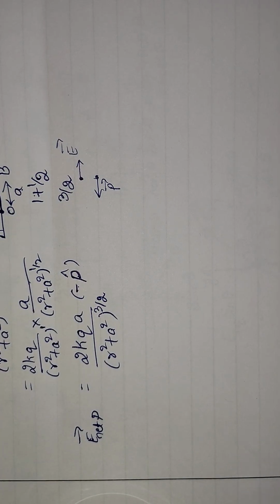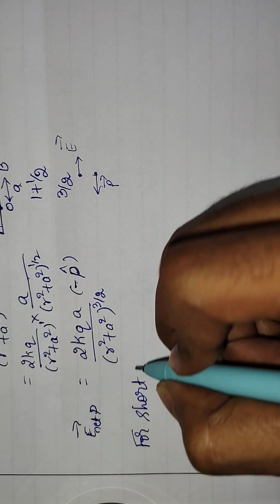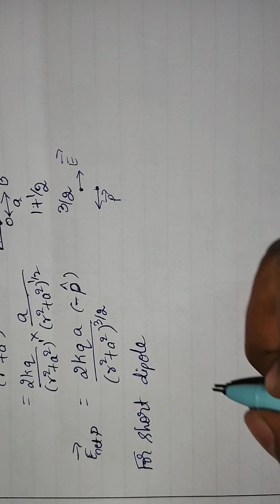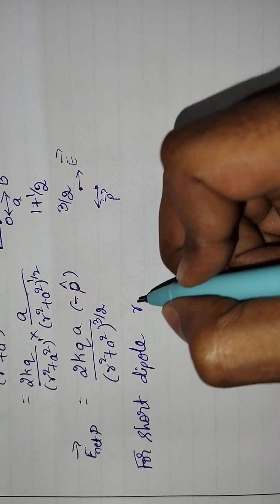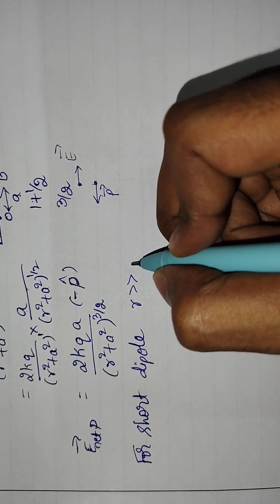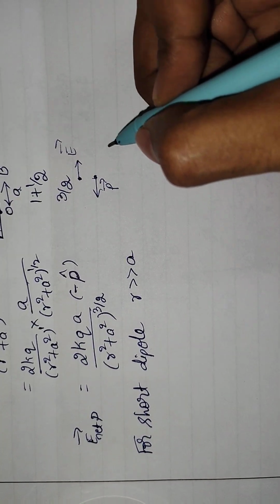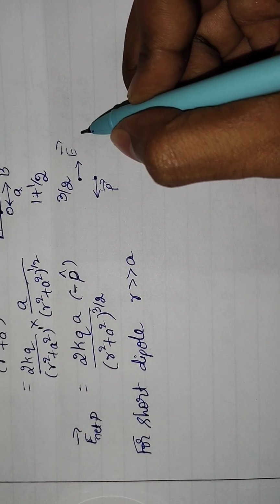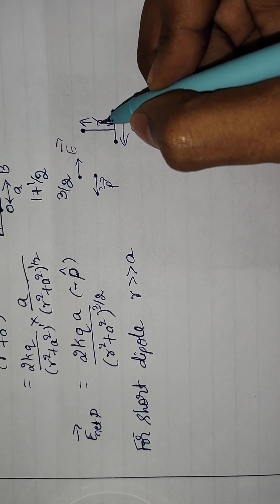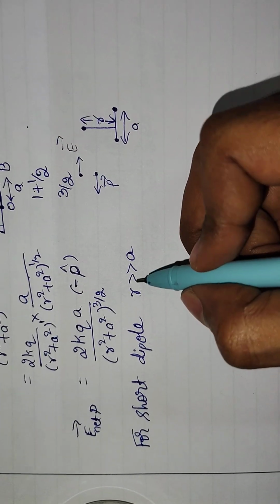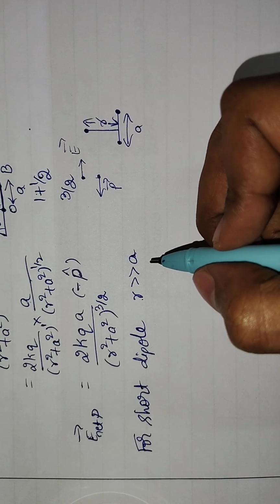Okay, now moving forward, we need to simplify this for the case of a short dipole. Now what is a short dipole? A short dipole is one for which the distance to the equatorial point is much greater than the distance between the charges of the dipole. Here you had the dipole and here you had the equatorial point. This distance was r and this distance was 2a. Consider this r at a very large distance. When r is significantly greater than a, you can ignore a, the smaller quantity.